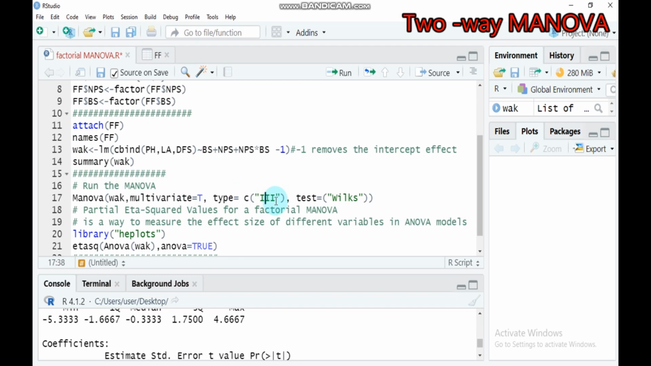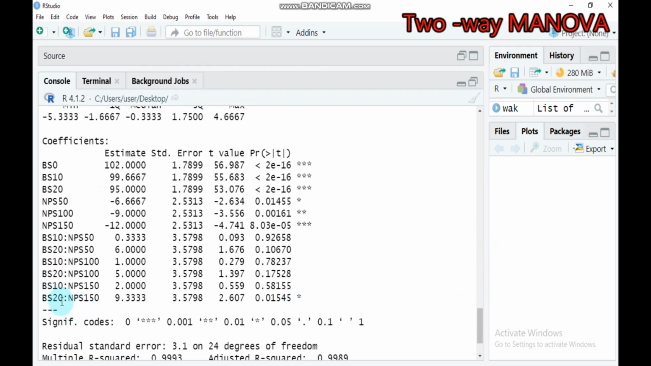Why do I do this? There are different types of sums of squares. For example, type equals 1 is especially for the balanced design, that means for equal group observations. Again, type 2 is mostly powerful when there is no significant interaction between the two factors. But in our case, type equals 3 is advisable especially when there is a significant interaction between factors. As you see, here the Brary sledge at a rate of 20 ton per hectare, as well as NPS fertilizer at the rate of 50 kilogram per hectare, is statistically significant.